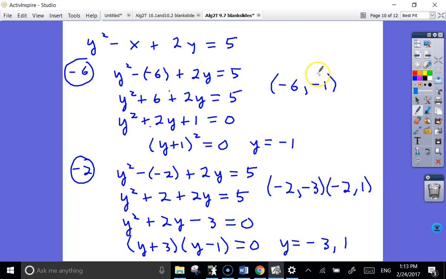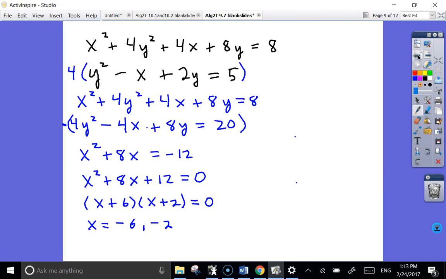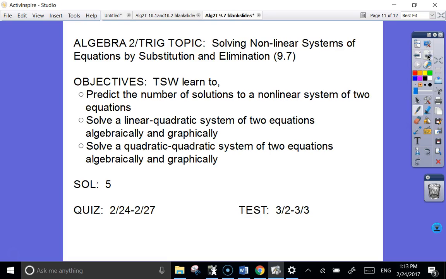So those are all the solutions, right? 1, 2, 3 points. What kind of shapes were those? The first one is an ellipse. The second one is a parabola because it's just one x squared term. Okay. That's it.